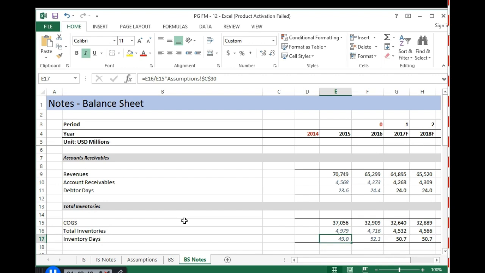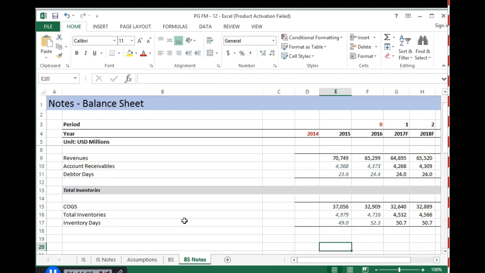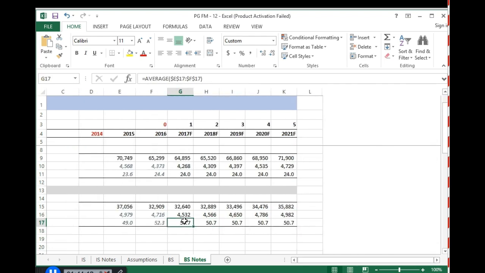Why? Because inventory days would be fluctuating over time. If you look at the past 3-4 years, it may be going up, it may be going down. If there is an obvious trend, then you can pursue that trend and take the current one going forward. But if there is no trend, and it continues to go up and down within a particular range, then you can take the average. So what I have done here is I have forecasted inventory based on average days.